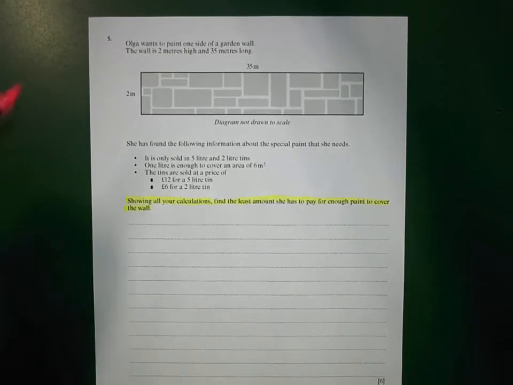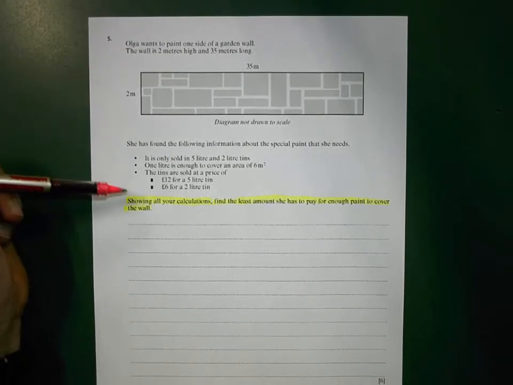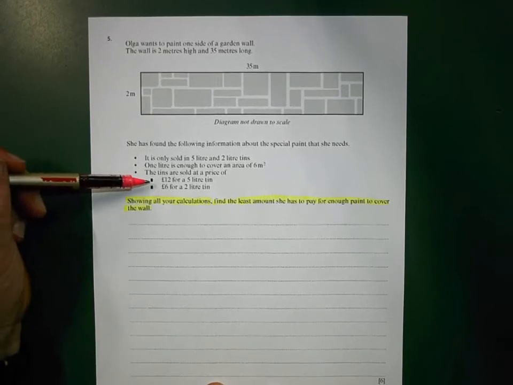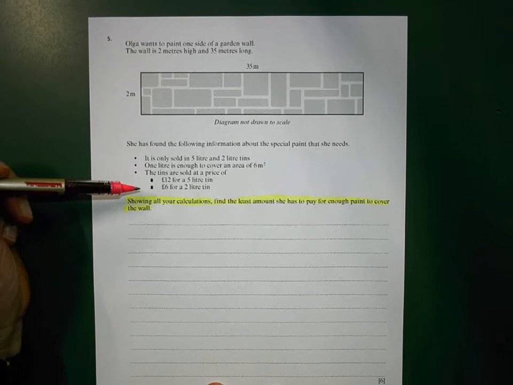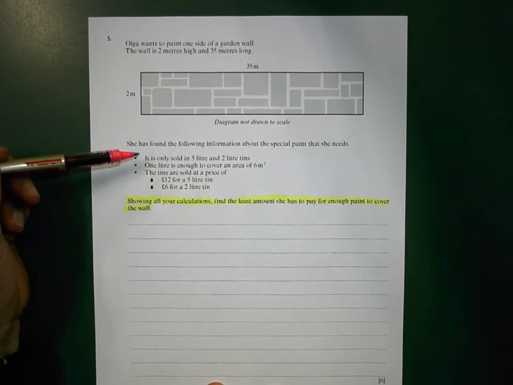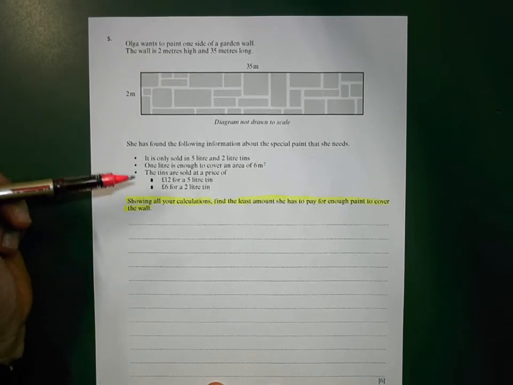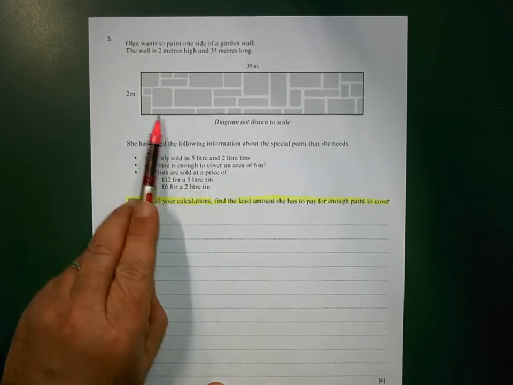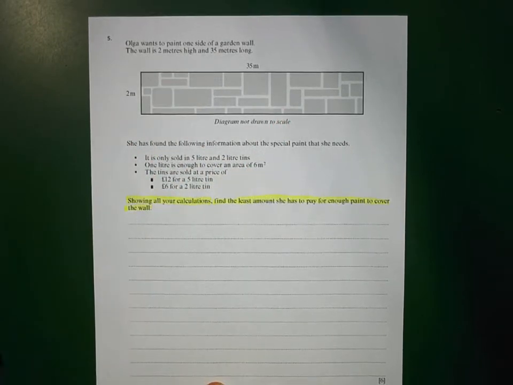So we need to think now how we're going to do this. We need to know what tins we're going to buy, and in order to do that we need to know how many tins we're going to buy. In order to know how many tins we're going to buy, we need to know what area that wall is. So it's a rectangular wall.